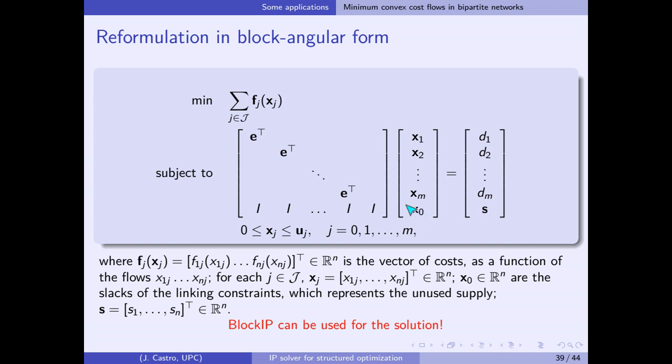Because this is an interior-point method, the trick to do that is to impose a very small upper bound on the slacks. So the slacks will have an upper bound of 10 to minus 6 or 10 to minus 7. That's the usual approach we follow when we have equalities. I think that was the question. Okay, thank you.